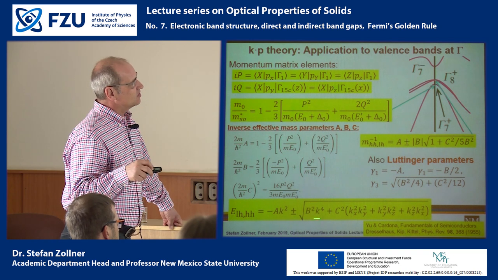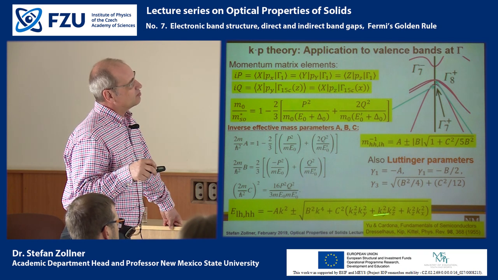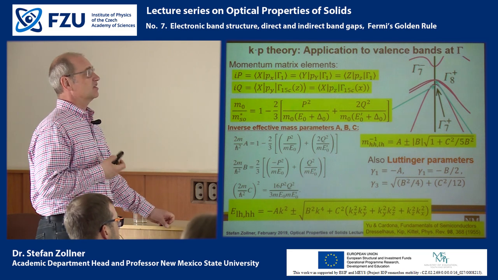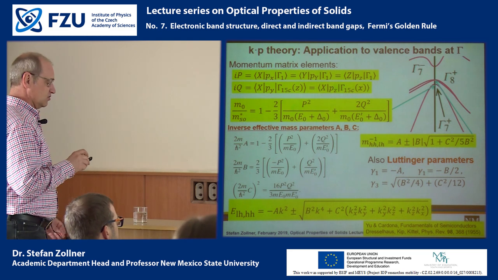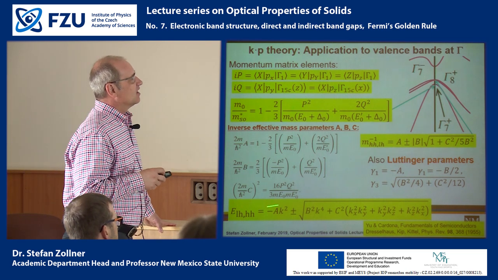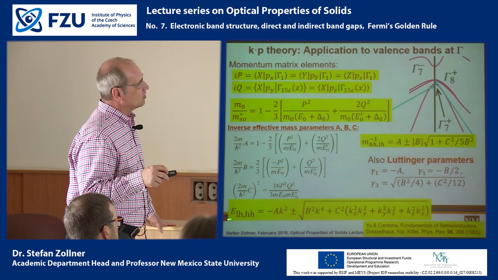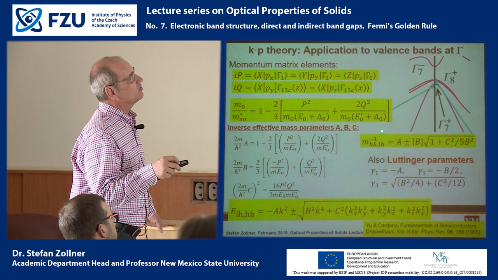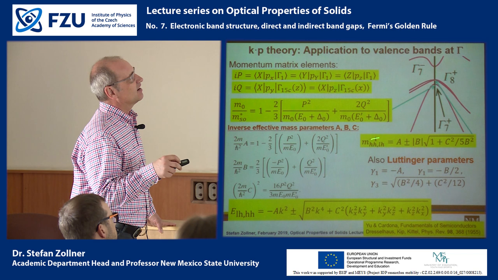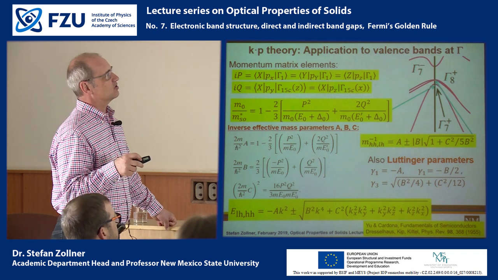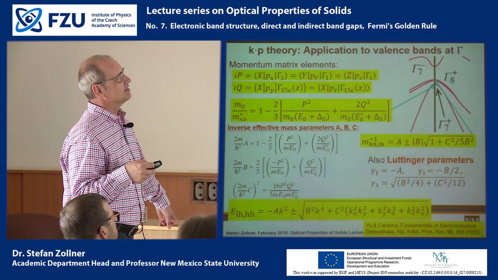So that is the warping term, and because of this, the bands are warped, and on the next slide I will show you what the warping actually looks like. If I want to ignore the warping, then I can do a spherical average, and using the spherical average I can calculate what the average heavy and light hole masses would look like based on these parameters A, B, and C.